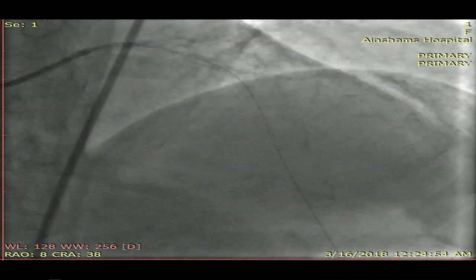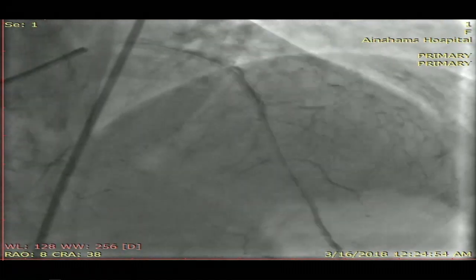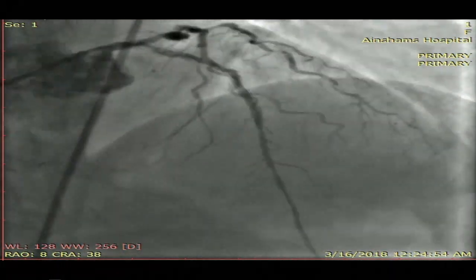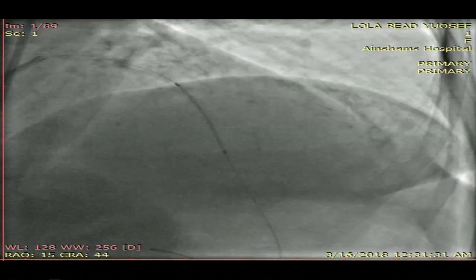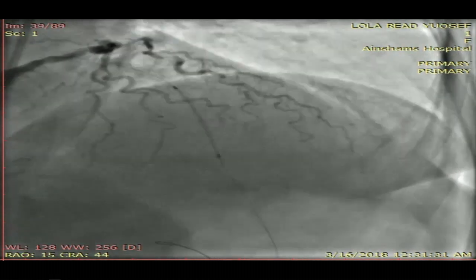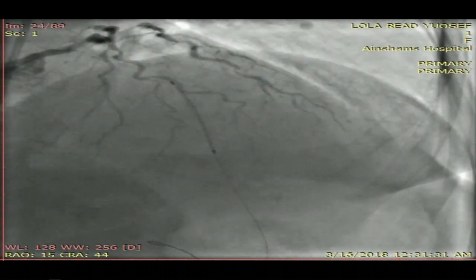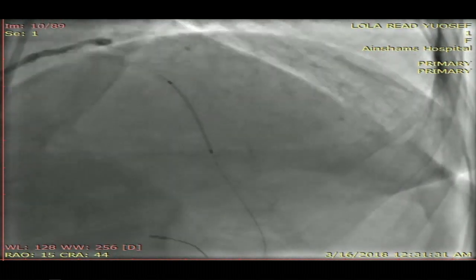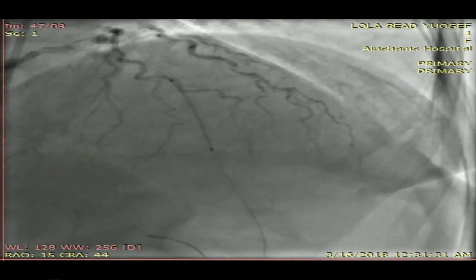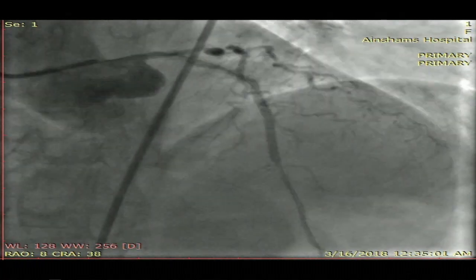We pre-dilated again. The flow was much better at this point. So we found that there is a landing zone in the mid-LAD to stop the stent at. But we needed 2 stents because the lesion was too long to be covered with 1 stent. So we put the distal one first because of the calcium also, so the first one would pass easily.